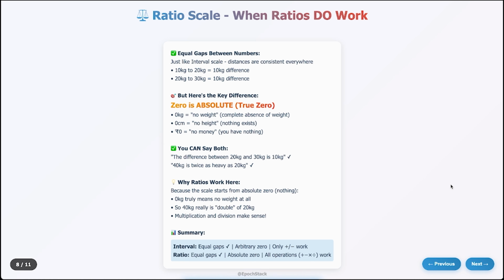Here you can do multiplication, division, addition and subtraction in case of ratio, but you cannot do multiplication and division in case of interval scale. Also, I have said earlier that 0 means there is no weight at all. So the summary is, in the ratio or the interval, we can consider equal gaps, but in the interval, 0 is arbitrary, and in case of ratio, it is absolute 0. So in case of ratio, all operations work, that is multiplication, division, addition and subtraction.